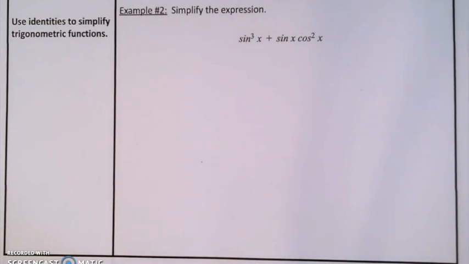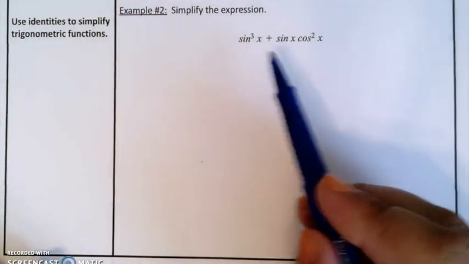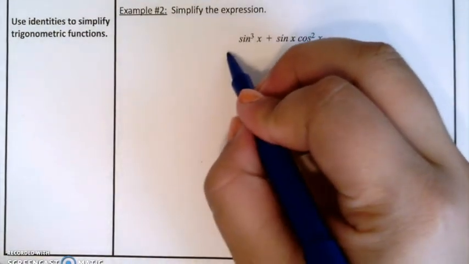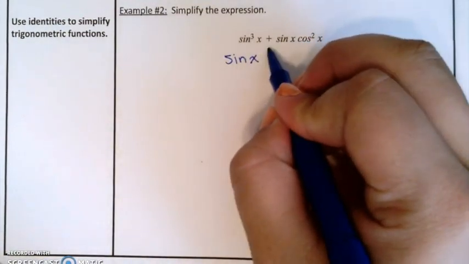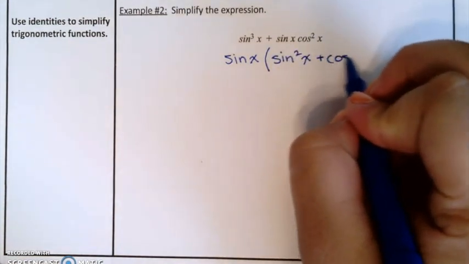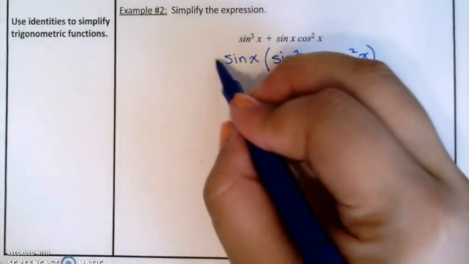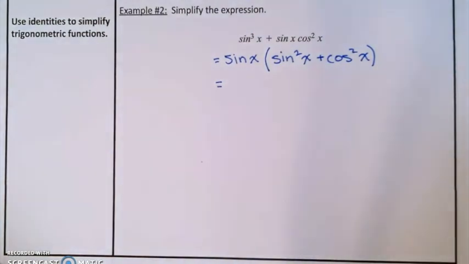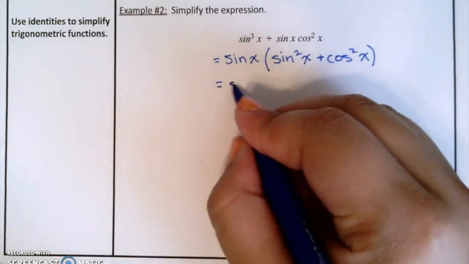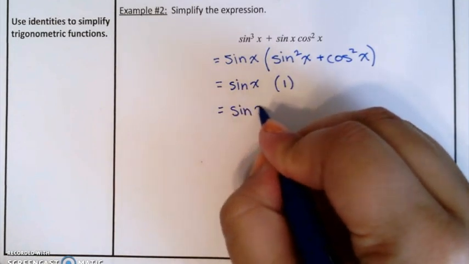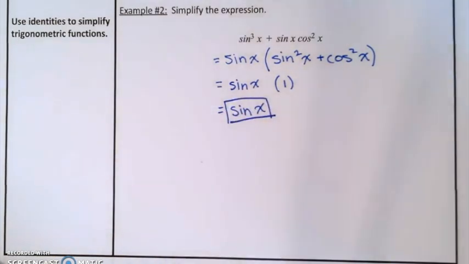All right, again, applying this to an example, we're looking at example 2, simplifying this expression. The first thing I want to do is notice that there's a sine of x in both of these terms, so I'll factor it out. If I factor out sine of x times sine squared x plus cosine squared x, I can say now sine squared of x plus cosine squared of x, if you'll recall from the Pythagorean identities, is equal to 1. So I have sine of x times 1, which is just sine of x as the final answer.